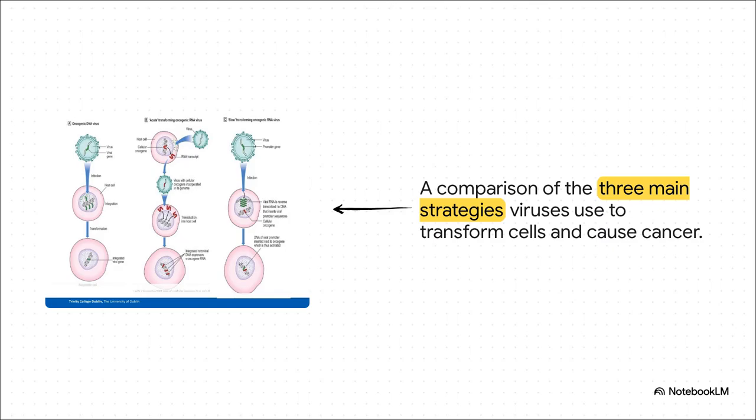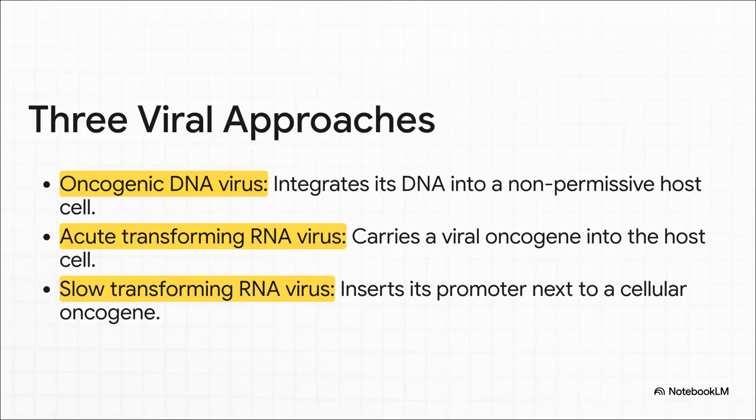And this brings us to the 3 main strategies or mechanisms that viruses use to pull off this transformation. You've got oncogenic DNA viruses, acute transforming RNA viruses, and slow transforming RNA viruses. So let's break down exactly how each one of these pulls off its cellular heist. Okay, let's go through these 3 strategies.